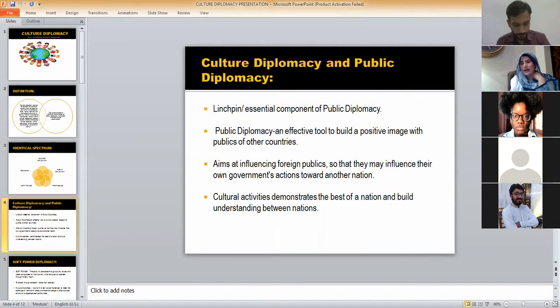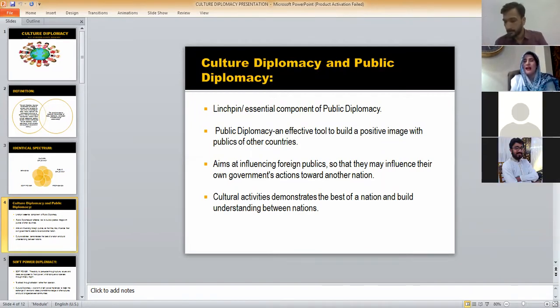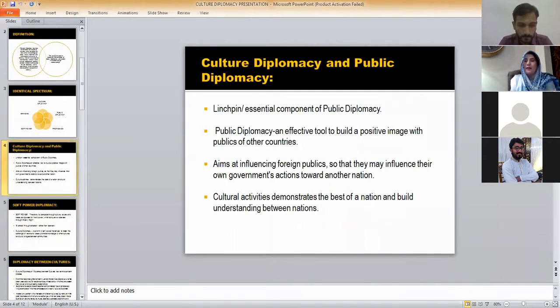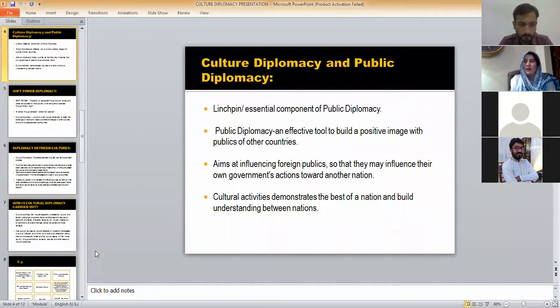Cultural activities demonstrate best at nation building and building understanding between nations. They can play a very vital role in bringing harmony and peace in the region, as well as in mutual understanding between the states. Move to the next slide, please.